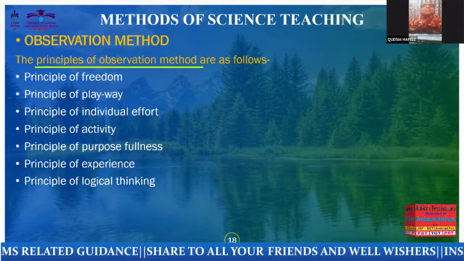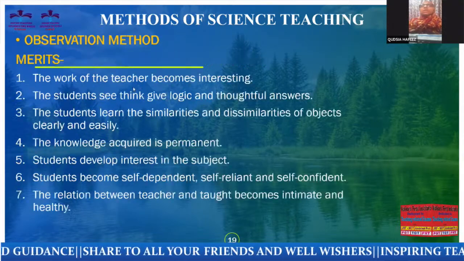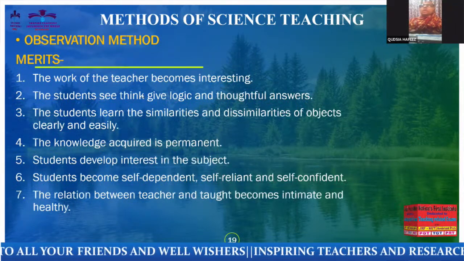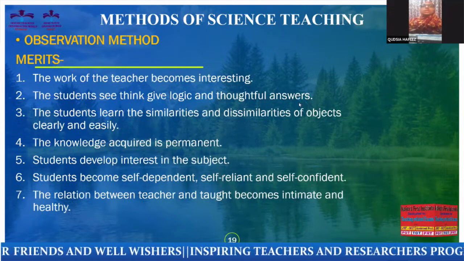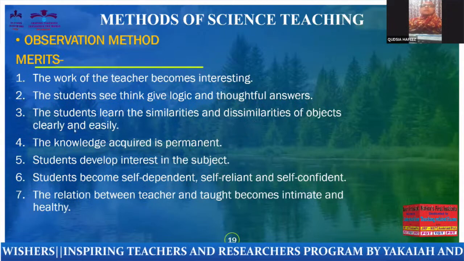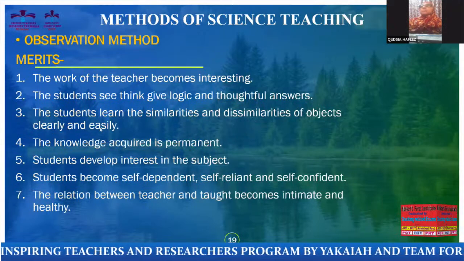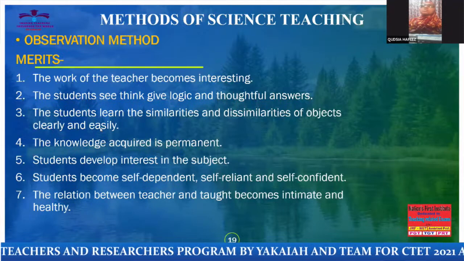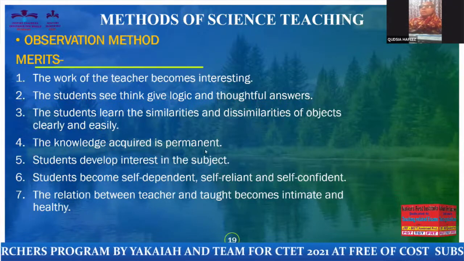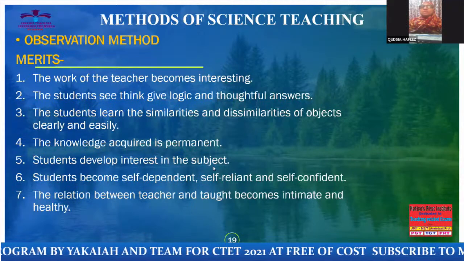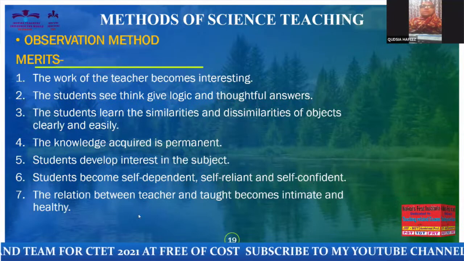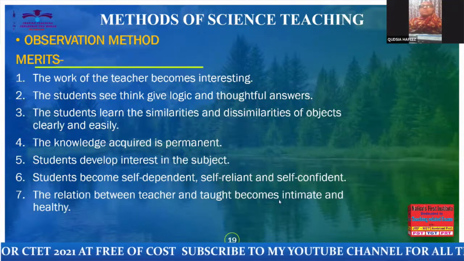Now next, what is the merit of this method? The work of the teacher becomes interesting here. The students give logical and thoughtful answers about their observations. The students learn similarities and dissimilarities between the different objects, and clearly and easily they try to observe and come out with what is similar and what is dissimilar. And the knowledge acquired is permanent. Students develop interest in the subject. Students become self-dependent, self-reliant, and confident. The relation between teacher and taught becomes intimate and healthy.